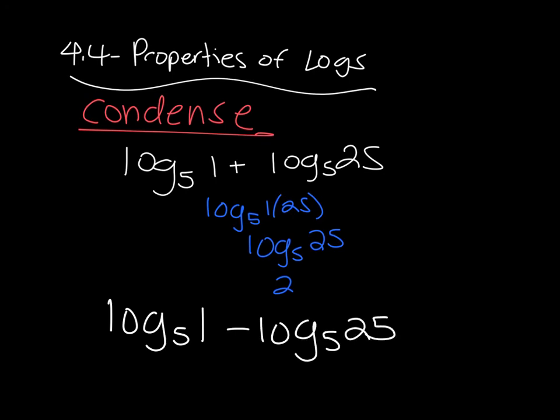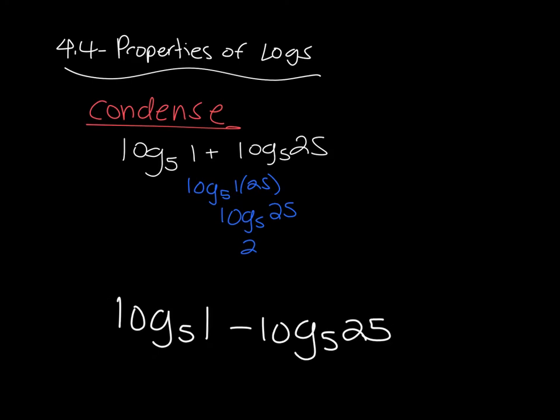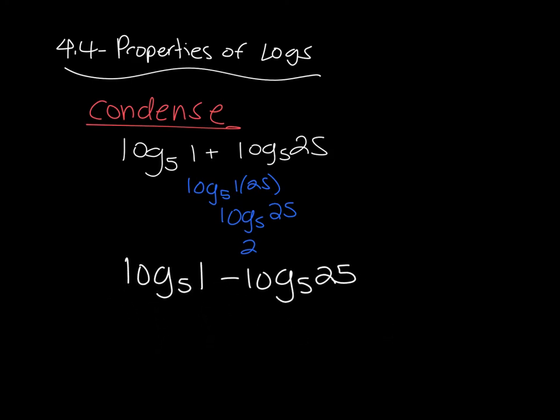The next one would be subtraction. If I'm trying to condense this and it's subtracting, that becomes what? When you subtract, you divide. So this would be log base 5 of 1 over 25, which we just said was negative 2.